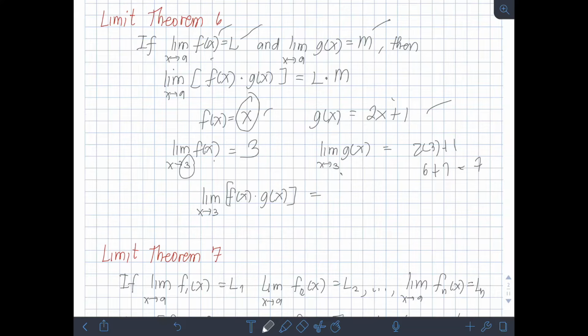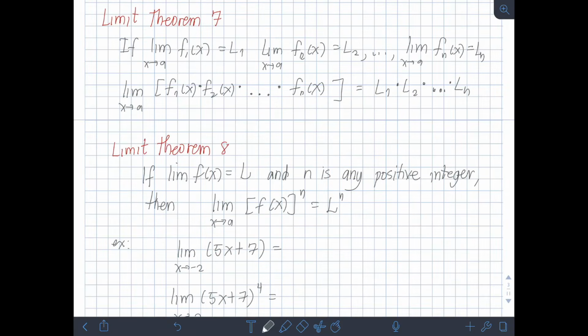So, therefore, kapag hinanap natin yung limit ng f of x times g of x as x approaches 3, i-multiply nyo lang yung dalawang individual limits nila na 3 tsaka 7. So, we have 3 times 7 or 21. So, parang pwede nyo i-separate yung limit doon sa dalawang function and then i-multiply nyo sila sa isa't isa. Okay? Next, we have limit theorem 7.